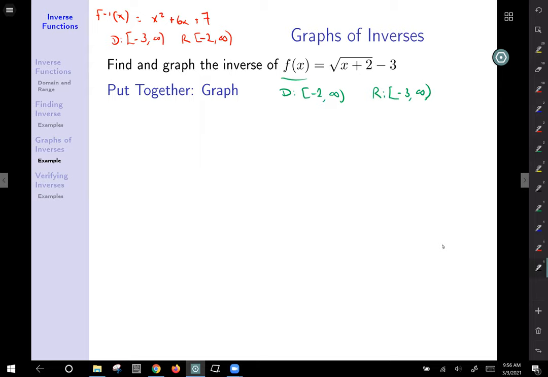Okay, let's give ourselves, well, you know what's going to be a good graph for this one? Because I know this punchline here. Give yourself kind of something that looks like this. Maybe go 3 in all directions, since 3 seems to be a pretty common number that's involved with all this stuff. Okay, so first things first, let's put in our diagonal y equals x line, because inverses are always a reflection about this y equals x line. And now our original function, well, we know it starts at negative 2 in the x direction and negative 3 in the y direction.